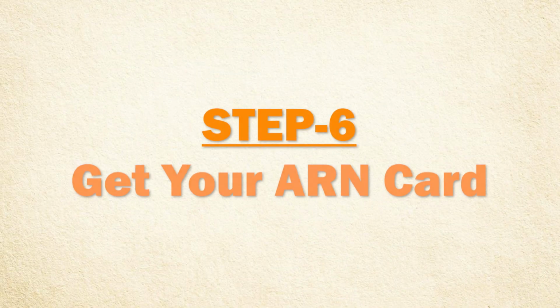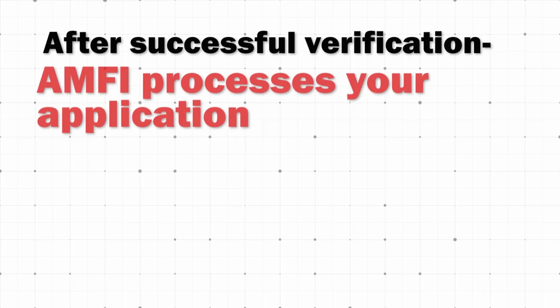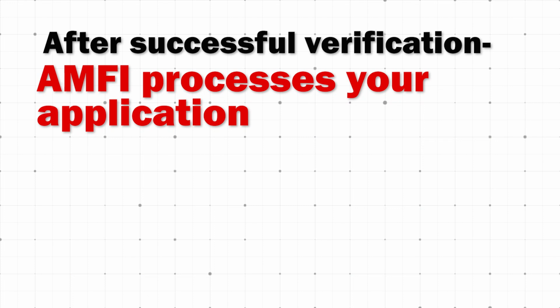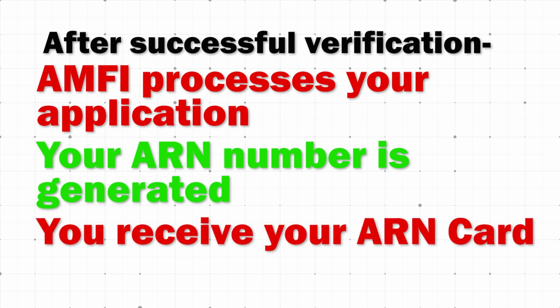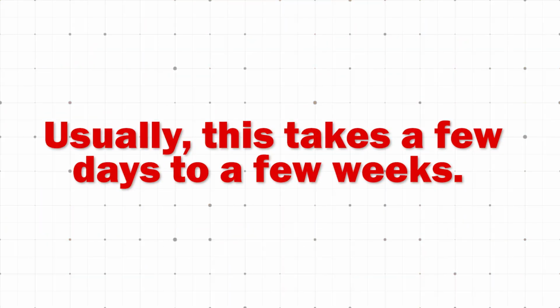Step 6. Get your ARN card. After successful verification, AMFI processes your application. Your ARN number is generated. You receive your ARN card. Usually, this takes a few days to a few weeks.